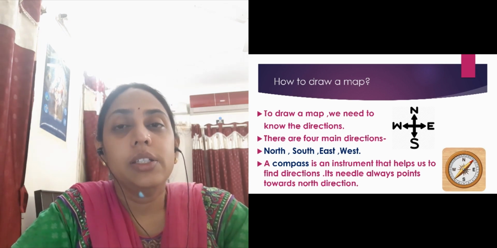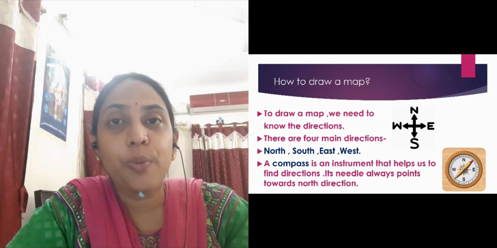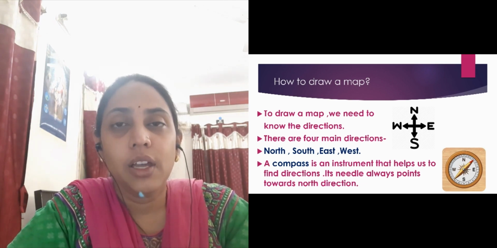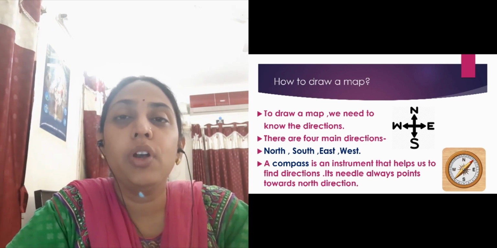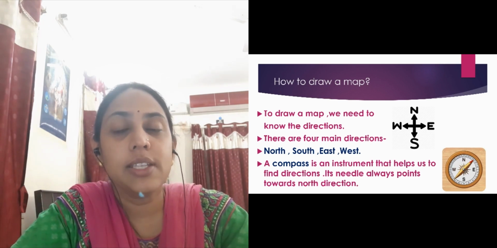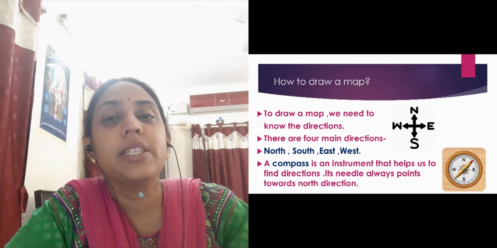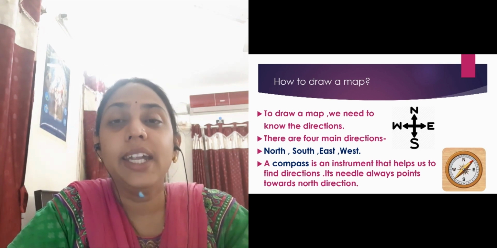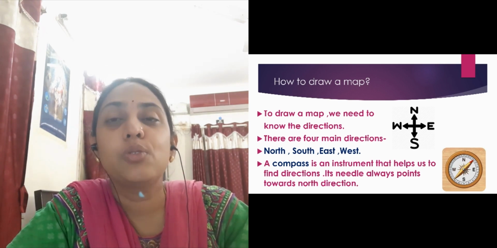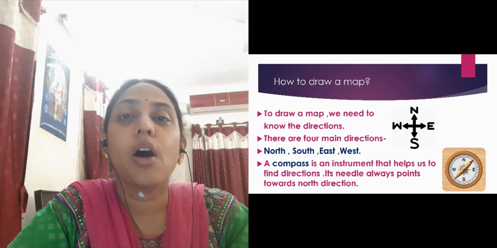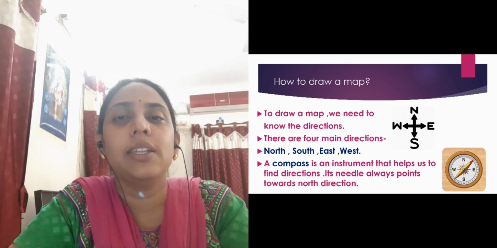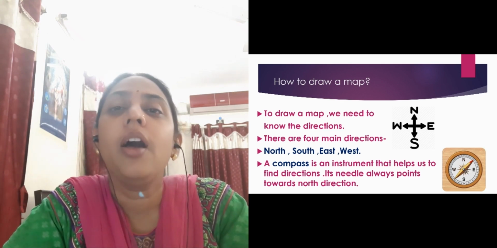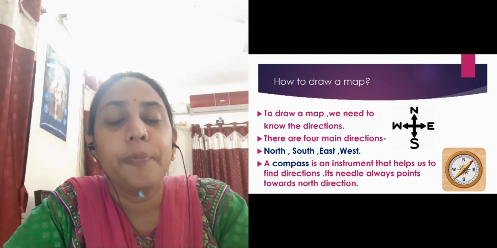Generally we use one instrument called a compass that shows these four directions. If we look at the compass, there is one needle, and that needle always points towards the north-south direction. So if we know one direction, then we can easily find out the other three directions.